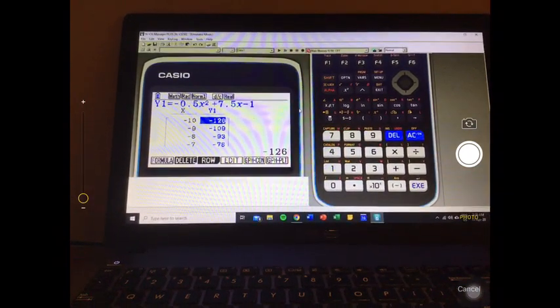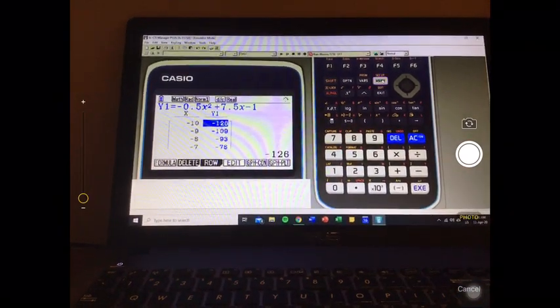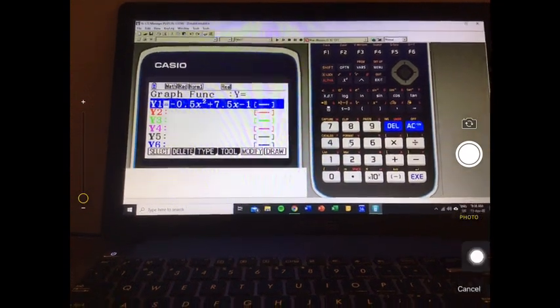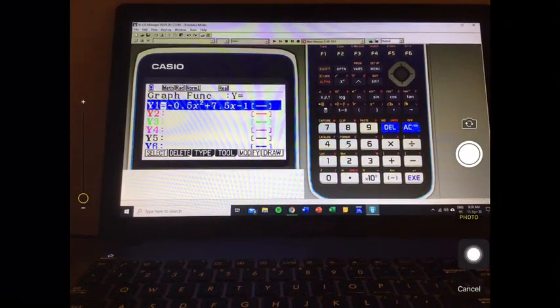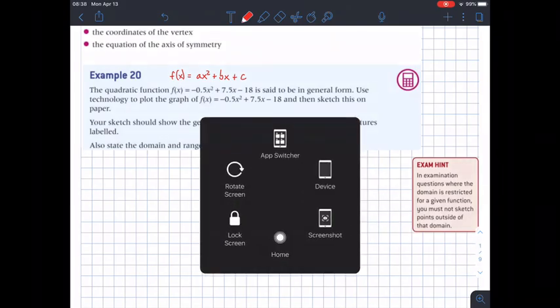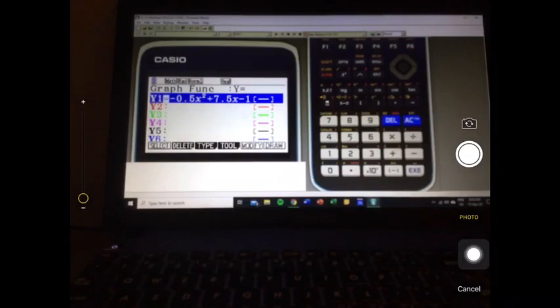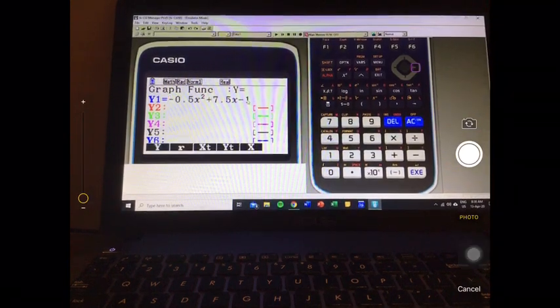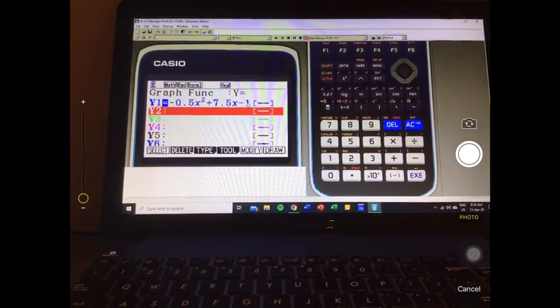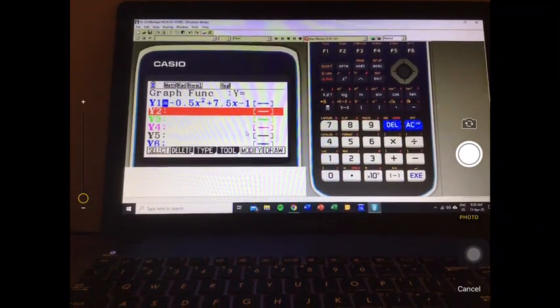We go back to menu, graph. Just want to see if I wrote this equation correctly. Negative 0.5 plus 7.5 minus 1. Minus 18 is the problem, right? Yes, minus 18, sorry. So if I go back here, this should be minus 18. So this doesn't change much. This is just a vertical displacement 18 units down, but we should get the same shape of the parabola.